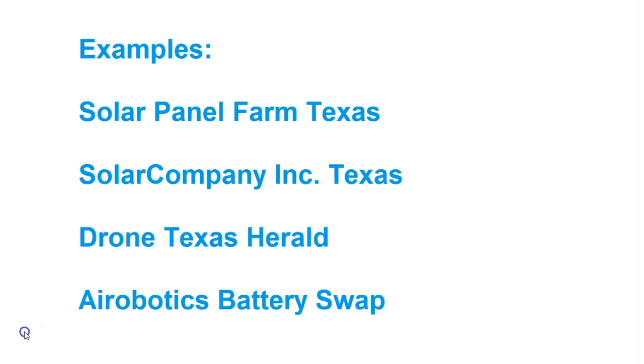In this example, a professional drone pilot operating in Texas can monitor specific keywords such as solar panel farm Texas, the company name Texas, or drone Texas Herald, or a brand that they're using. When Google finds this information from different websites, they will automatically email you the link to your inbox, allowing you to keep up to date with developments that you're specifically interested in quickly and effectively. This means you no longer have to search for information, and it's automatically sent to you.